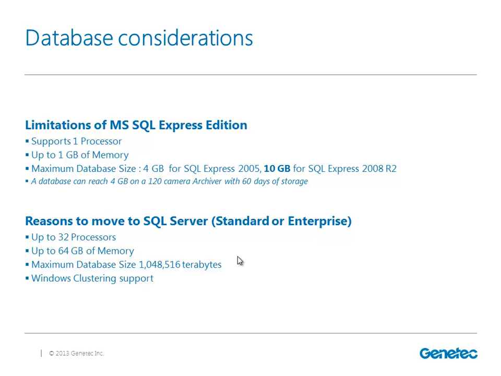Reasons why some people would prefer to upgrade to a commercial SQL server, either standard or enterprise, are that the commercial versions of SQL Server support not 1 but up to 32 processors, not 1 gig but up to 64 gigs of memory, and support a maximum database size of over 1 million terabytes. Lastly, Windows clustering is supported in SQL Standard and Enterprise and not supported in SQL Express.